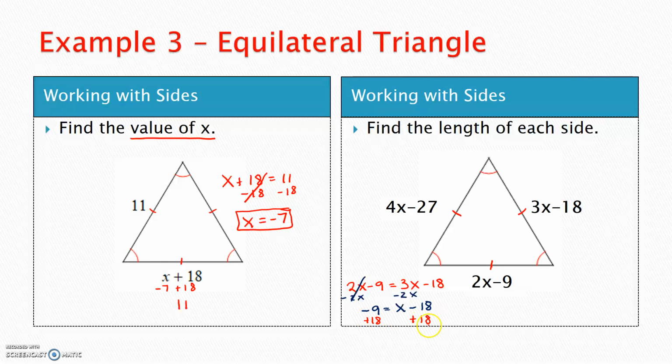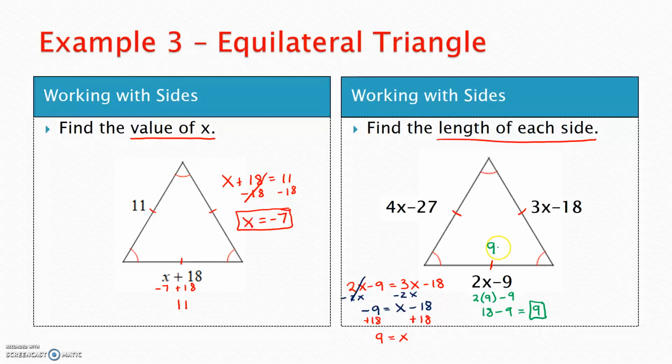Some of you guys like to do a lot all at once, and that's where it gets confusing. 18 and a minus 9 gives us 9. 9 is equal to x, or x is equal to 9. But again, it says find the length, not just x. So I have to take that 9 and substitute back in. Let's plug it into this guy right here. So it's 2 times 9 minus 9. What's 2 times 9? That's 18. 18 minus 9 is also 9. So that means that this length right here is 9.